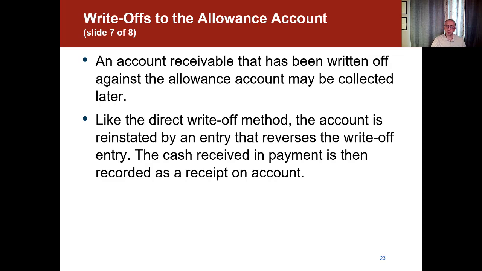So an account receivable that has been written off against the allowance account may be collected later. Like the direct write-off method, the account is reinstated by an entry that reverses the write-off entry. The cash received in payment is then recorded as a receipt on account.